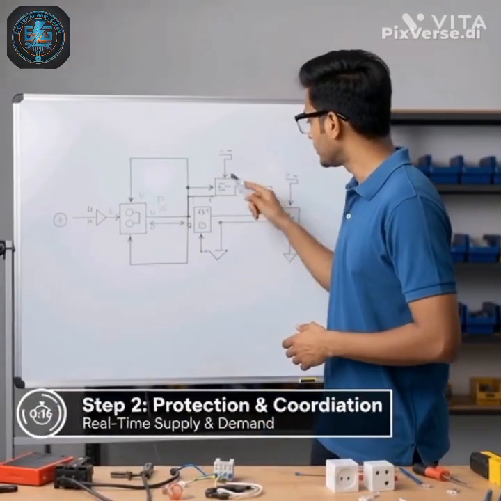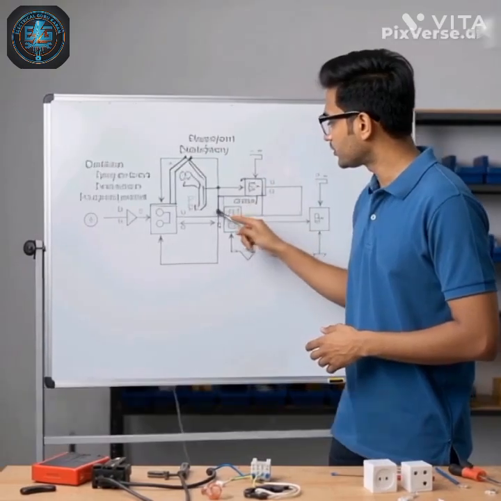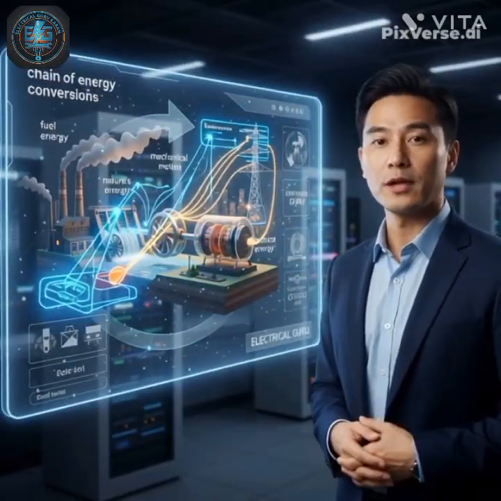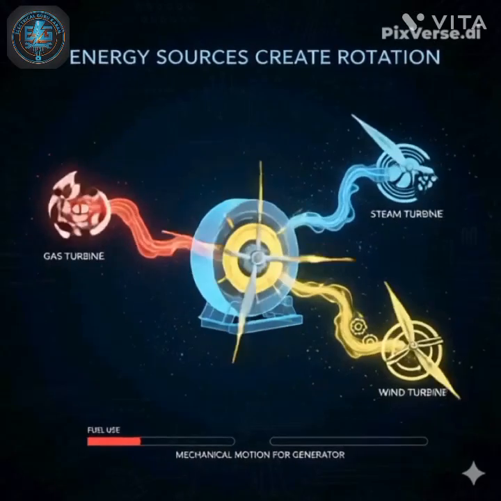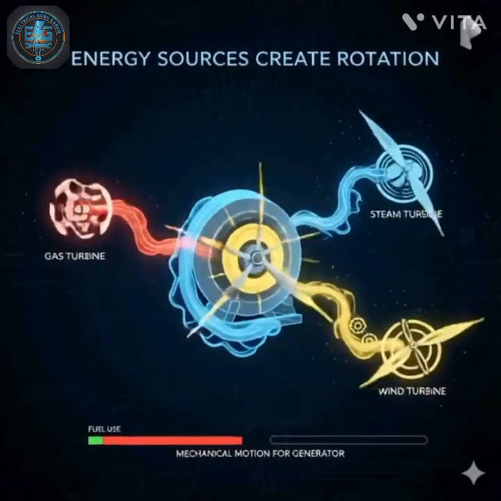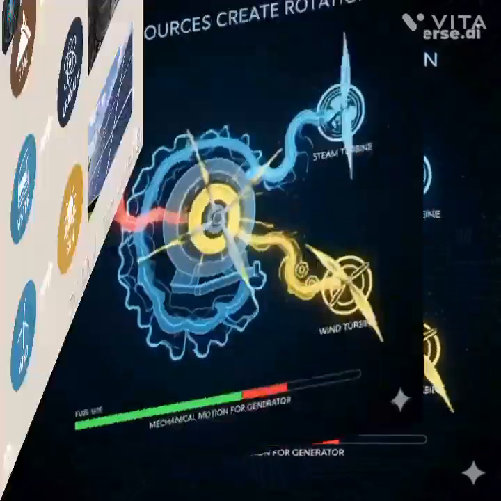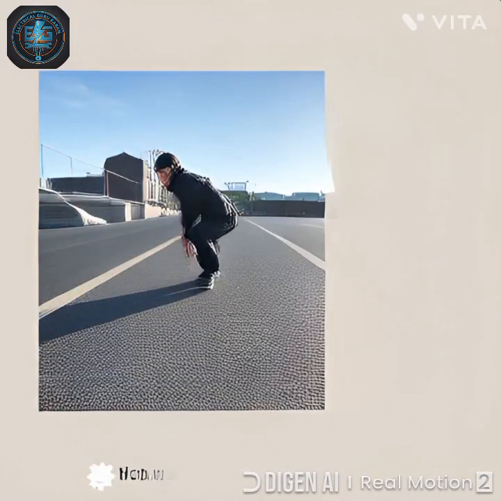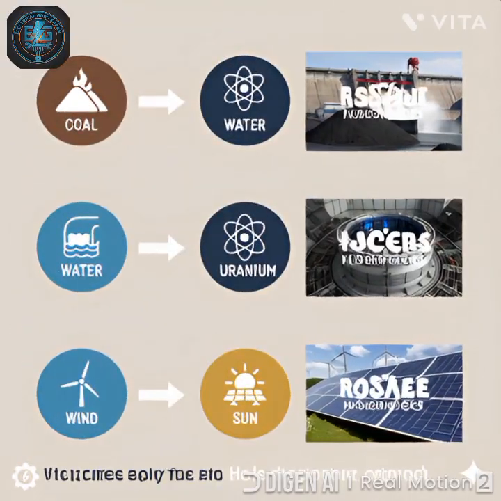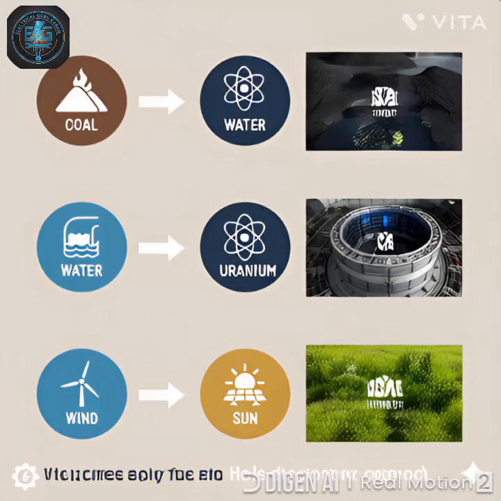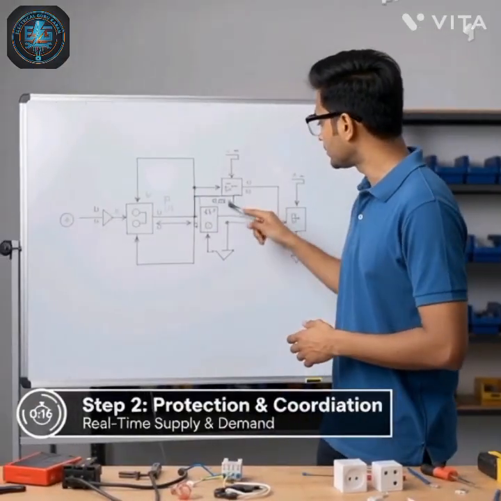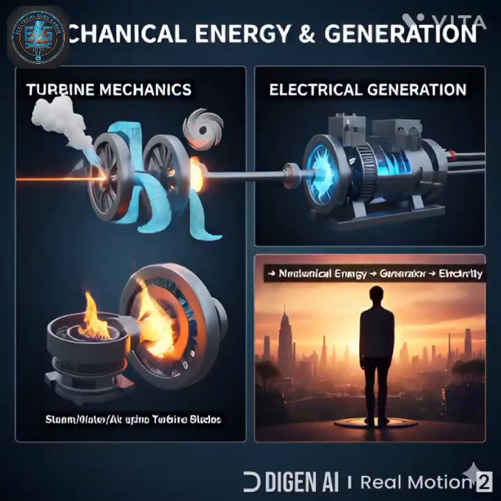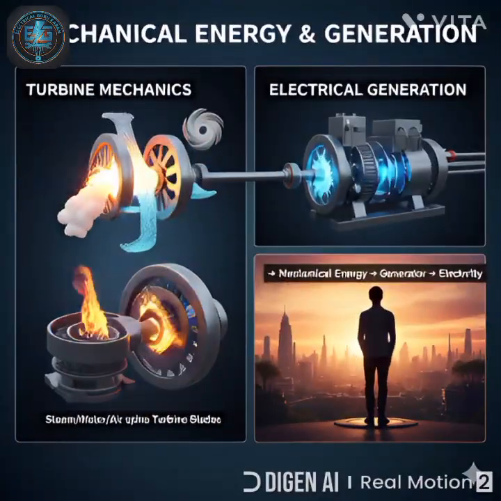Step 2. Picking the energy source. Power plants use different primary energy sources. Common types are fossil fuels like coal, oil or natural gas, nuclear fuel, flowing water in hydroelectric dams, wind in wind farms, and sunlight in solar installations. Each source delivers energy differently, but all aim to create rotation, that mechanical motion needed for a generator.